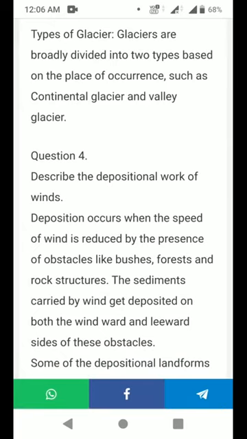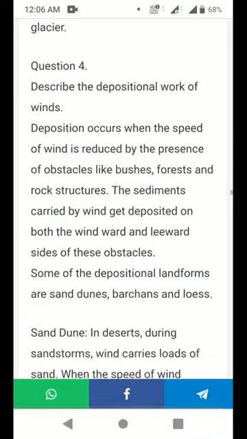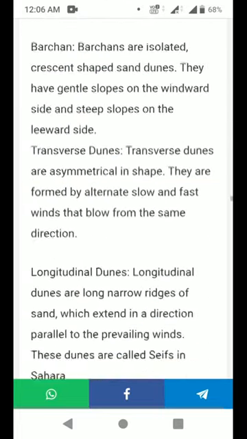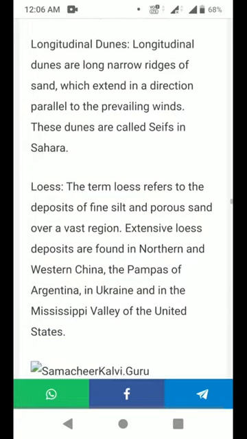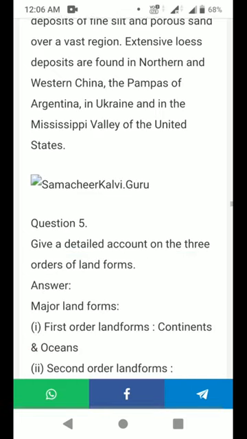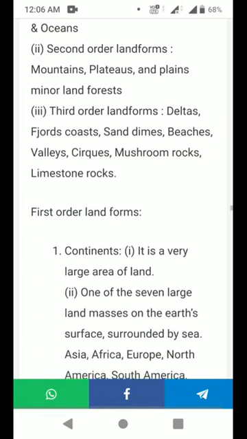Next, fourth question, describe the depositional work of the wind. Here also sand dunes, barchans, longitudinal dunes, loess, etc. There are only 4 questions. Next one, the fifth question, no need, as it is not in your book.